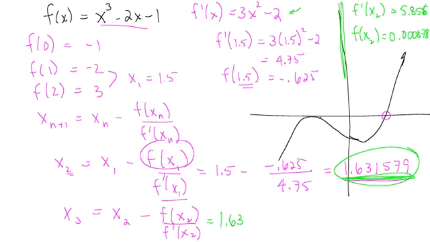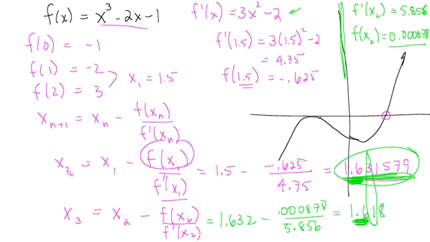I've got my x2 value, which is 1.632. I'll just round this to 3 decimal places, minus the function at x2, which is 0.000878, divided by the derivative at x2, which is 5.856. And I get a new guess as 1.618. Notice now that my third attempt at the guess, it's not changing much.